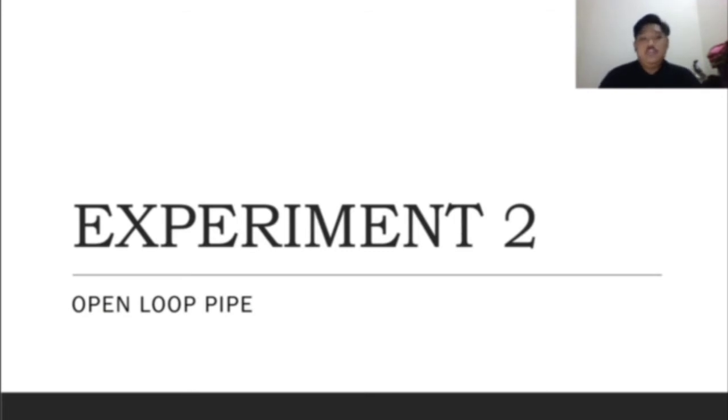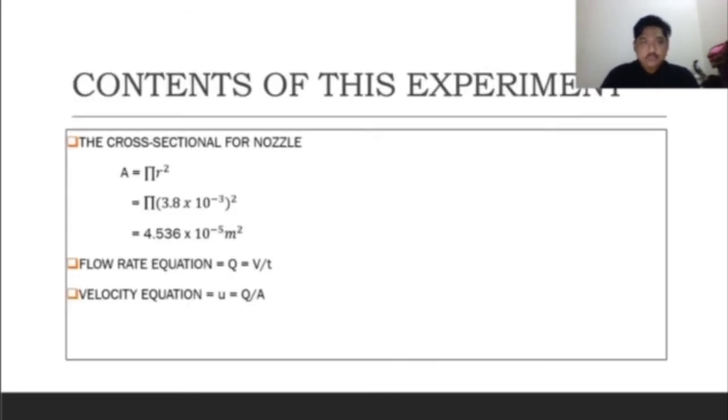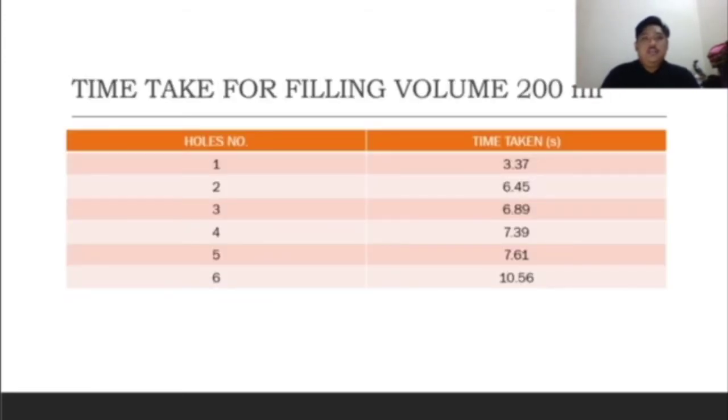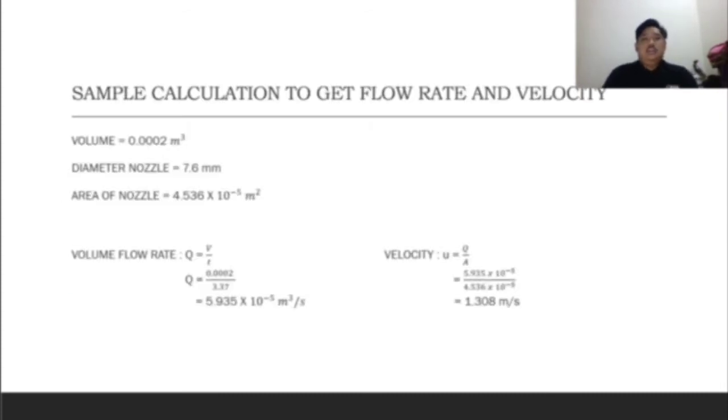Experiment 2, we're going to calculate the open loop pipe. The cross-sectional area equal to pi r squared and area equal to 4.536 times 10 power of -5 meter squared. For the flow rate equation, we use Q equal to V over T, and velocity equation, we use U equal to Q over A. This is the time taken for filling the volume of 200 ml for hole 1 until hole 6. And this is the sample calculation to get the flow rate and velocity.